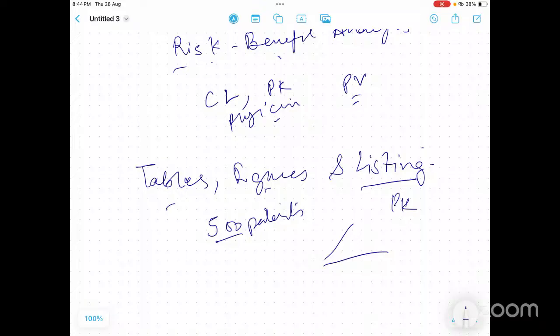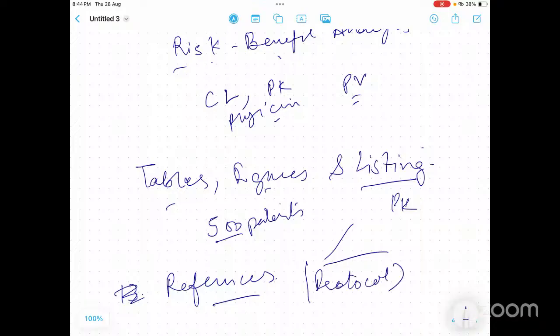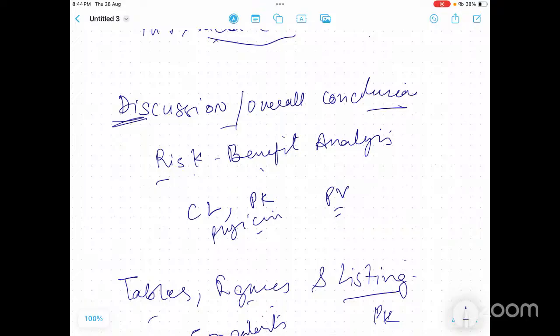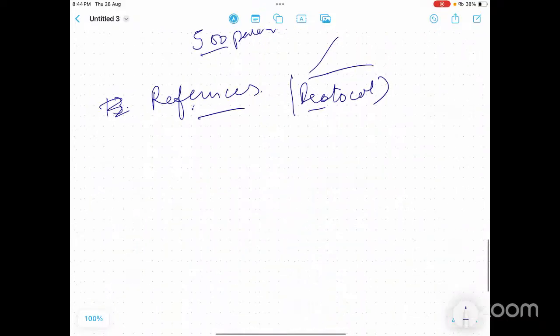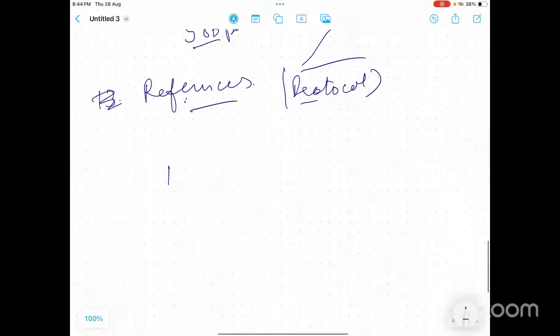Another important section is references. Lots of the references that you have used in a protocol will be the same, correct? But additionally, maybe in the discussion and overall, you have used some more new references, maybe other pharma sponsor studies that you have referred to, you will add here. And what else? The last section will be appendices.